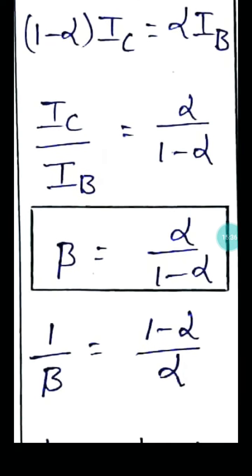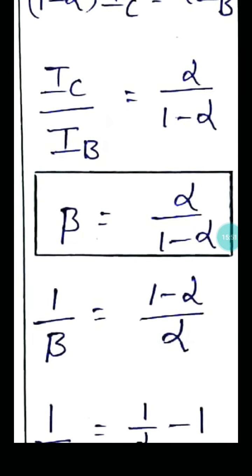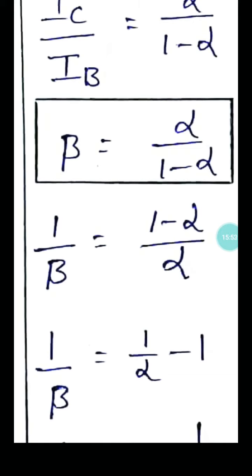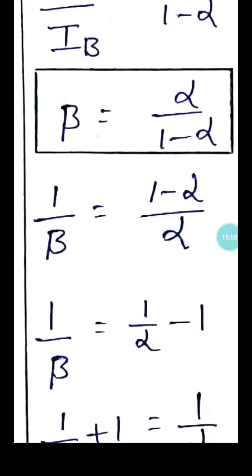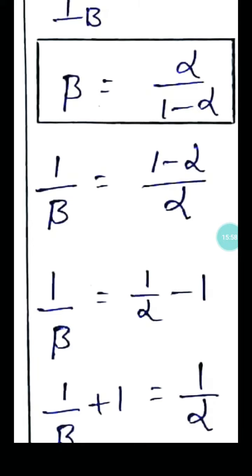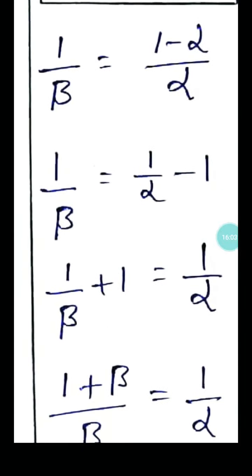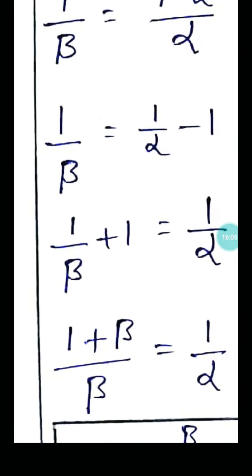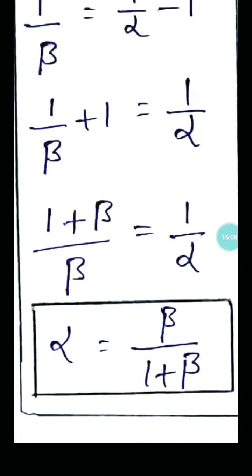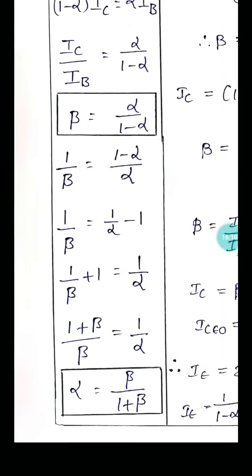Now beta is in terms of alpha. Now we have to find alpha in terms of beta. How? Just check: 1 by beta is equal to 1 minus alpha by alpha. Just split it: 1 by beta is equal to 1 by alpha minus 1, as alpha gets cancelled. This minus 1 comes to the left-hand side: 1 by beta plus 1 is equal to 1 by alpha. This 1 plus beta by beta is equal to 1 by alpha. Finally, alpha is equal to beta by 1 plus beta.